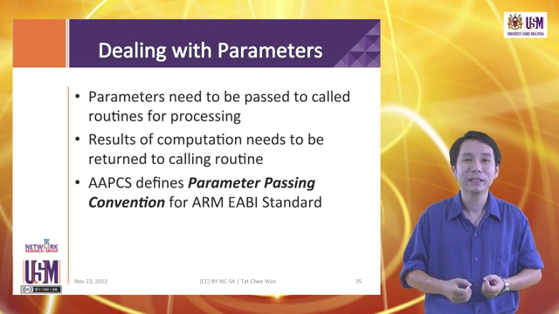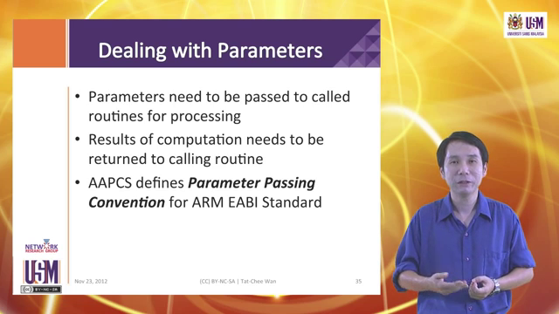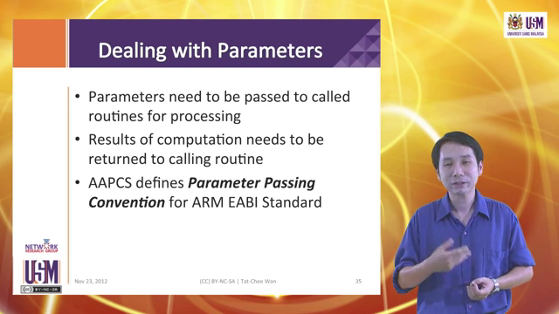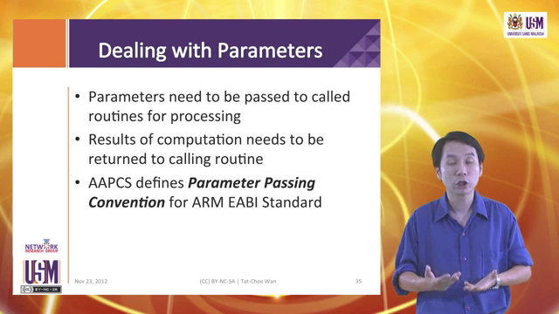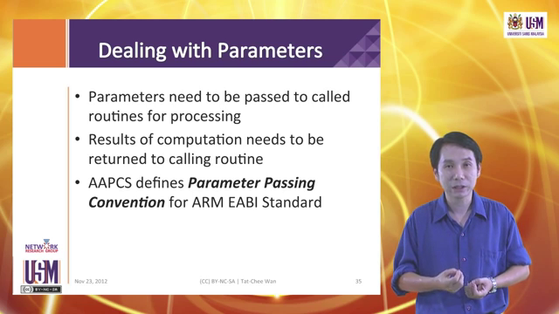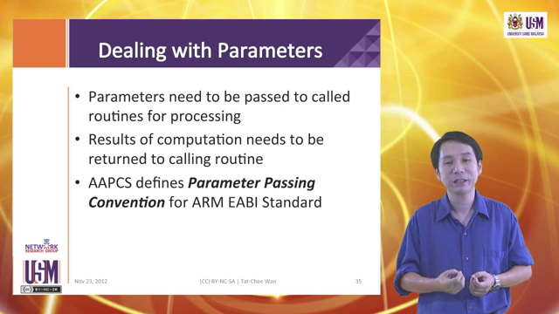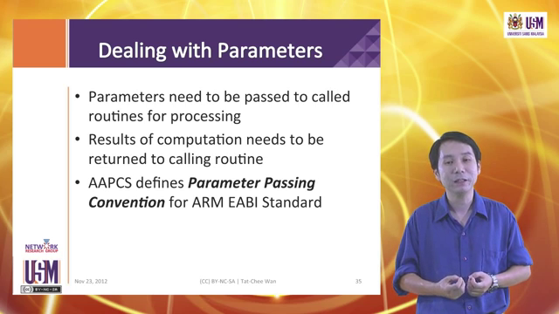Now we look into how we can deal with parameters. As we've seen in the previous example for factorial, we have already used R0 to pass a parameter from the calling routine into the called routine. Now, the results of computations also will need to be returned to the calling routine, and typically there is only one value that is returned by the routine, which is stored in the register R0 before returning. The AAPCS defines a parameter passing convention for the ARM EABI standard, and this is the convention that we will follow in the rest of our discussion.